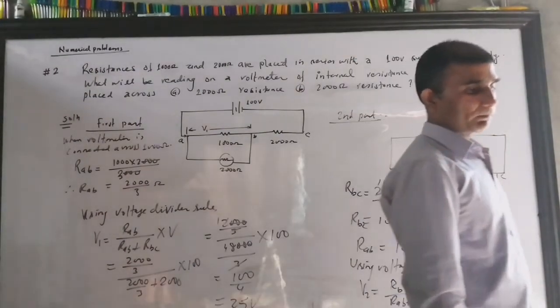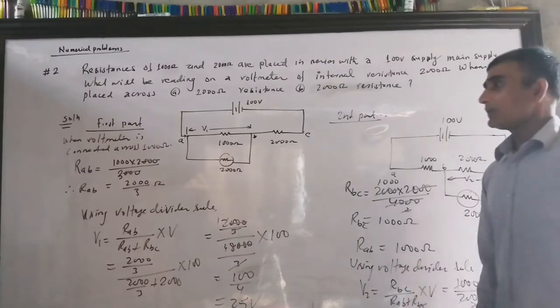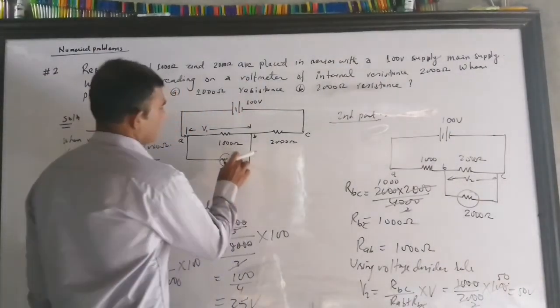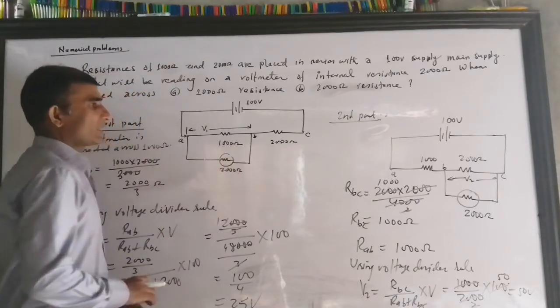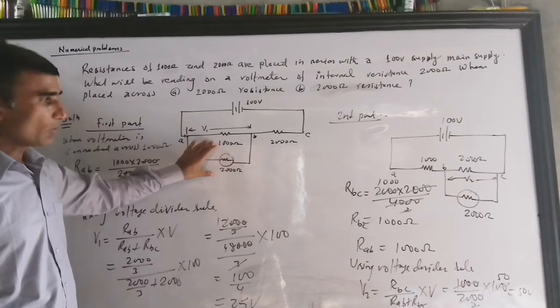Okay, will you guess? Will you try? Think, I'll give you time to think. Okay, very easy answer for this. If this voltmeter has infinite resistance, then of course you will get the 100 volt.